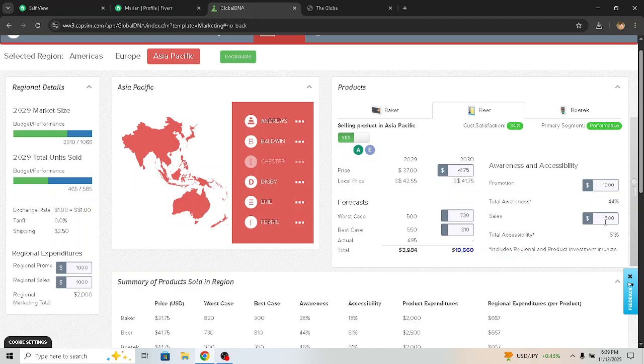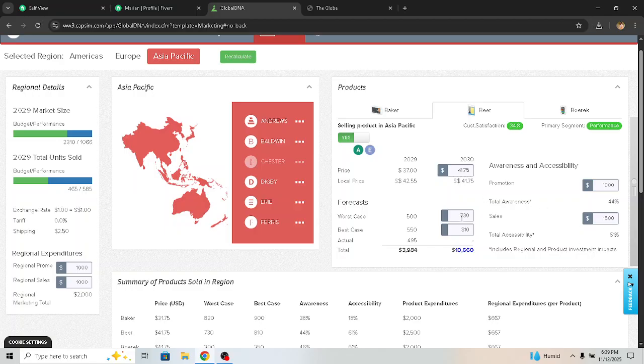Sales budget we increased to 1,500 from 1,000. We increased the accessibility of our products to 61%. In this round, I also want you to note one thing. We invested 1,000 for the regional promotion, and we also invested 1,000 for the regional sales budget, which gives a total of $2,000 for regional marketing. This will help us boost our regional sales.